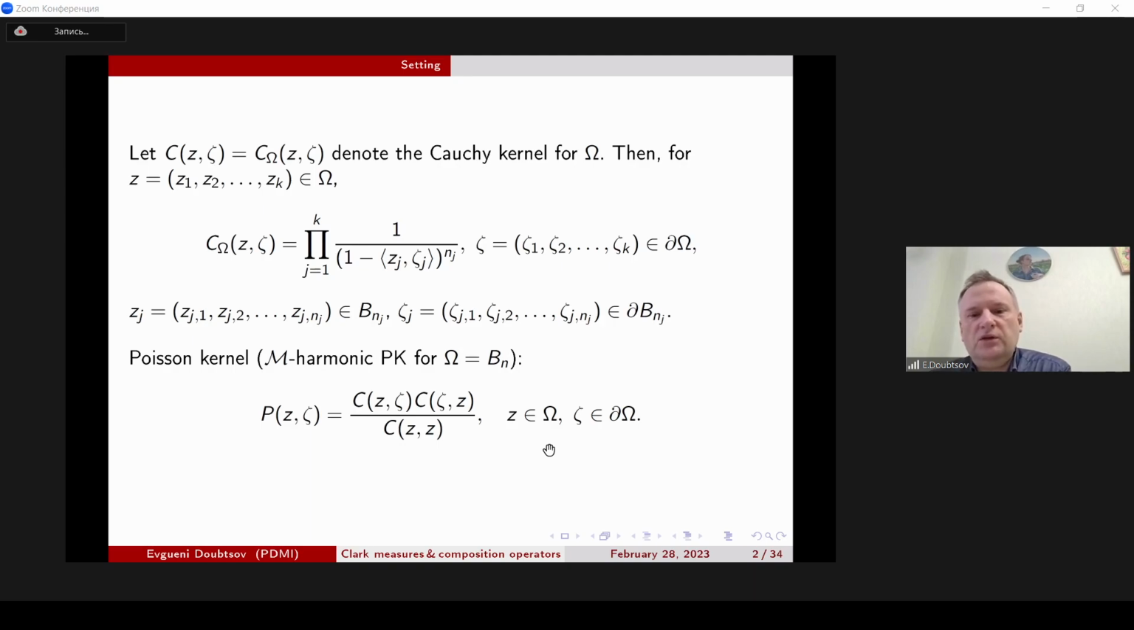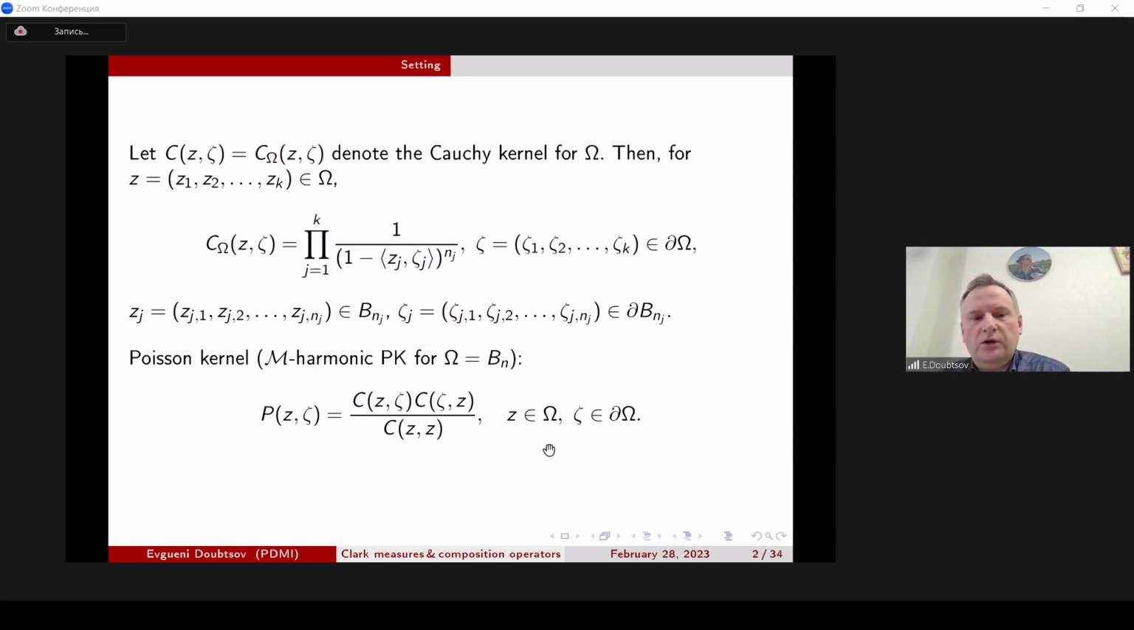If we consider just the unit ball, this kernel is well known, but this is not the standard, say, real Poisson kernel, because Bn is just the unit ball in R2n. So we already have the most standard and classical real Poisson kernel. This is a different one. Since we have a complex structure, this is the most natural, actually. So the real one is not so useful. And this is the so-called Möbius harmonic Poisson kernel for the unit ball.